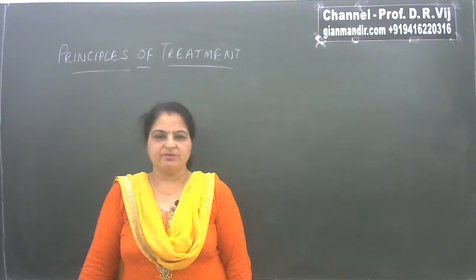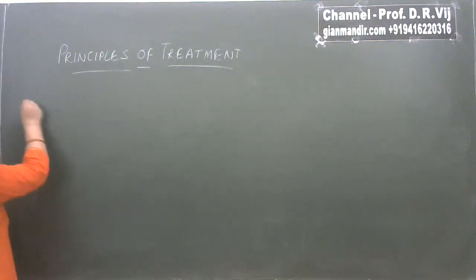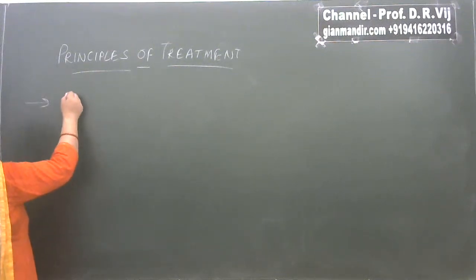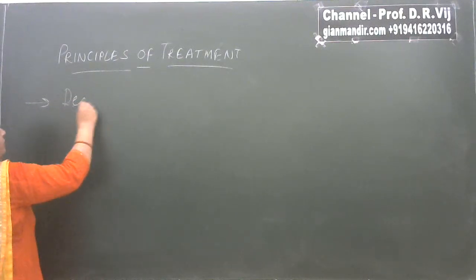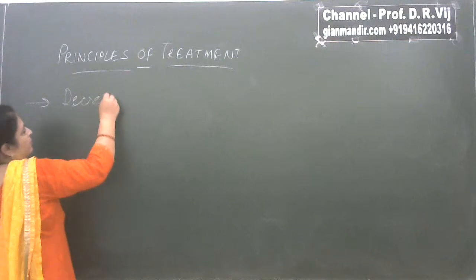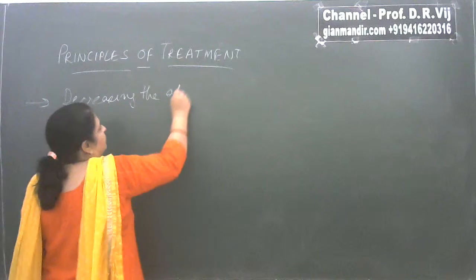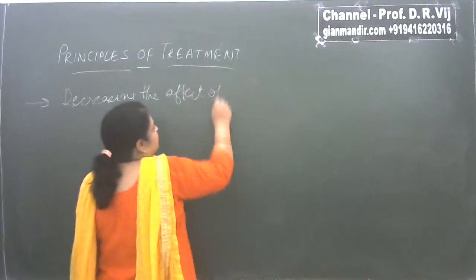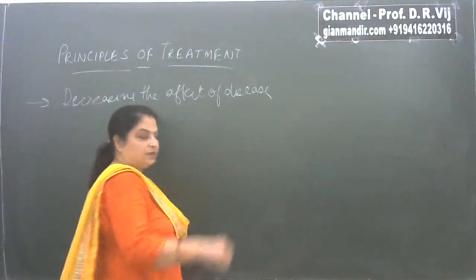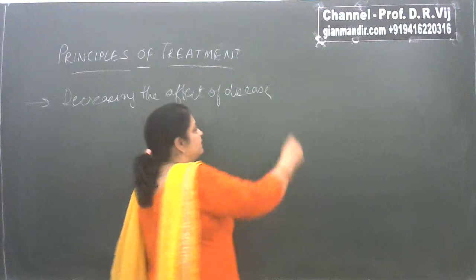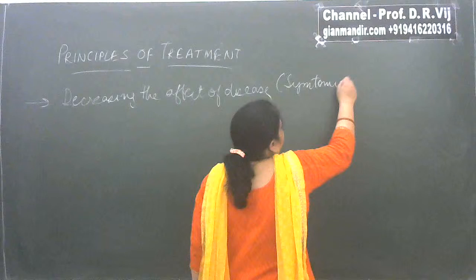So if you look at the principles of treatment of disease, every treatment involves two steps. The first step here is decreasing the effect of disease, or you can say minimizing the symptoms of the disease, and this kind of treatment is known as symptomatic treatment.